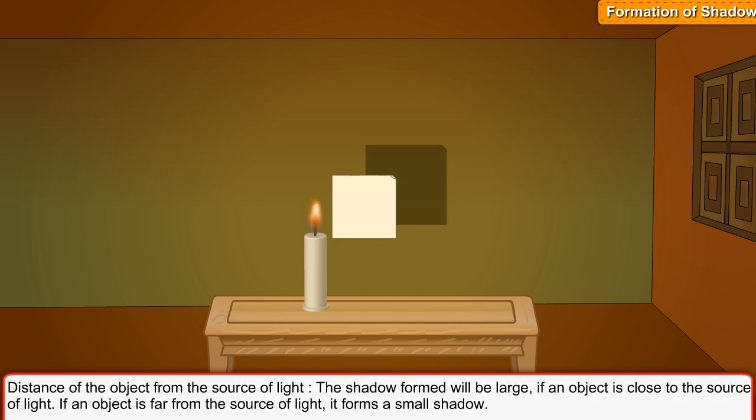Distance of the object from the source of light. The shadow formed will be large if an object is close to the source of light. If an object is far from the source of light, it forms a small shadow.